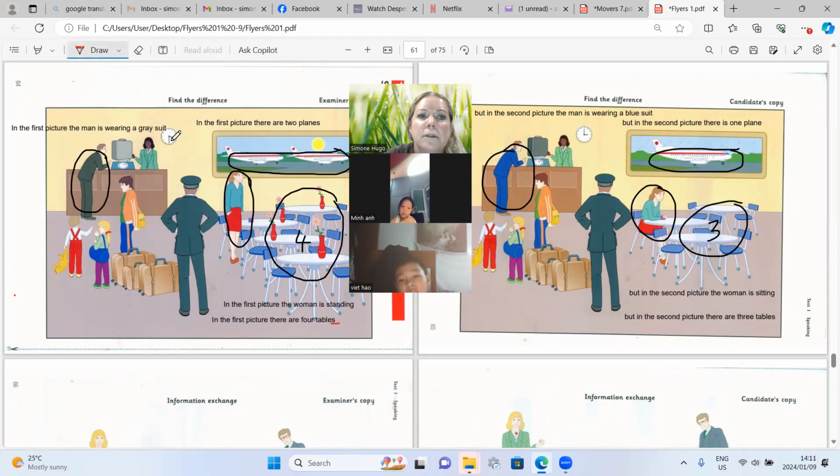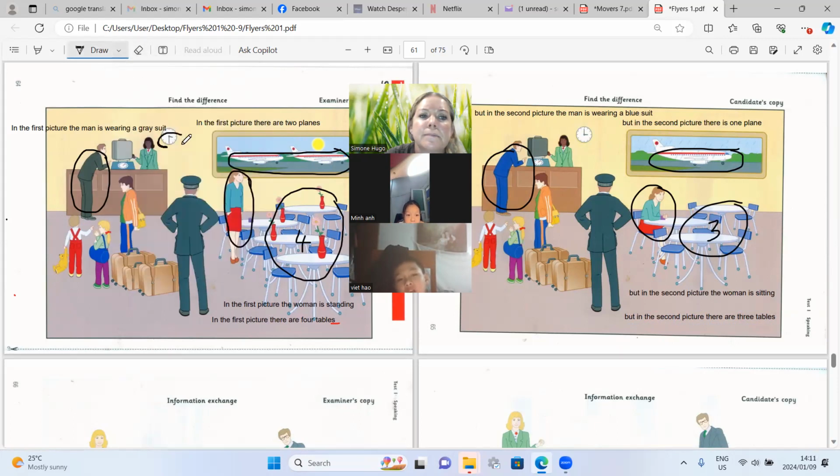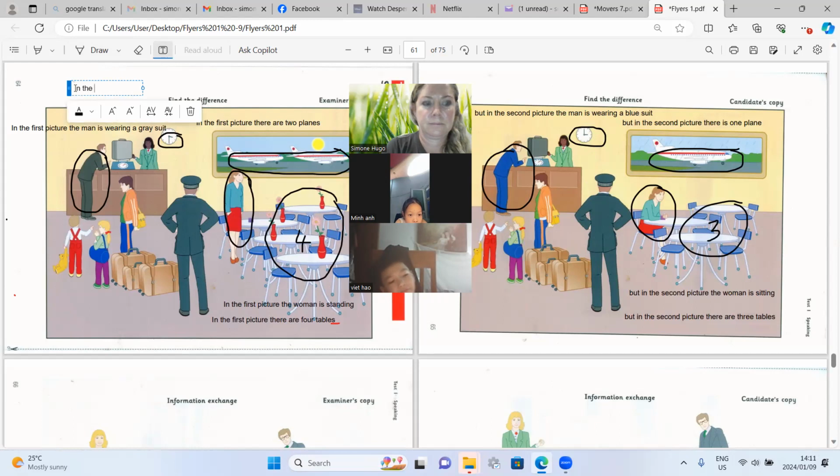And then let's do the time. Can you read time, Minh An? Do you know what the time is? In the first picture, the time is 3 o'clock, 3:30.